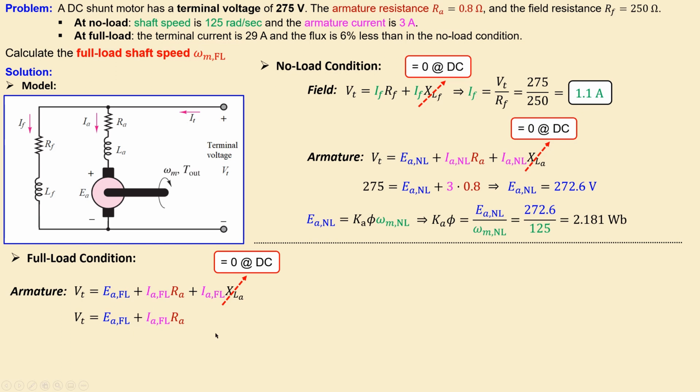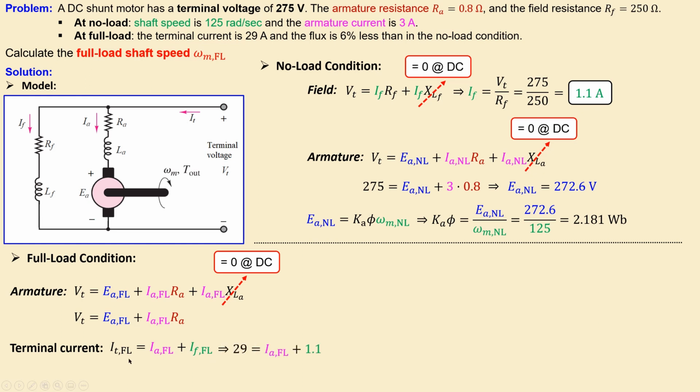So I also know that in the full load condition the terminal current is given, which is 29 amperes. So I can say the terminal current here is the summation of the armature and the field current, again specified for full load. Full load terminal current is equal to the full load armature current plus the full load field current. But the full load field current will stay the same. That doesn't change for no load or full load. So we have this still as 1.1 amperes.